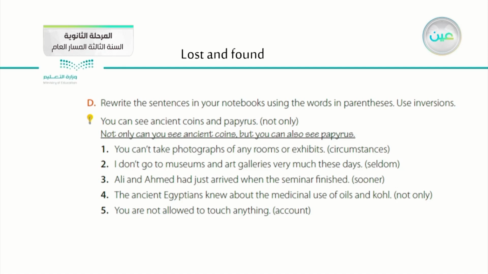On D, we have this exercise. We will rewrite sentences by using words in parentheses. So we are going to use inversions. The first example is, you can see ancient coins and papyrus. So we will use the words not only. So it's not only can you see. So can here is an auxiliary. It has become, or it came before the word you, which is the subject. Not only can you see ancient coins, but you can also see papyrus.